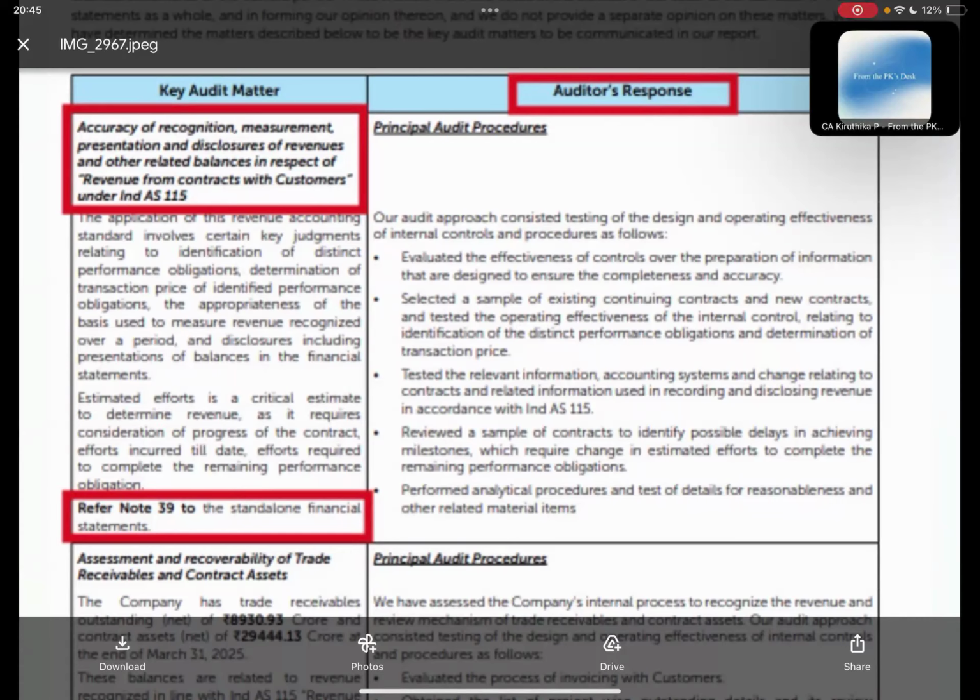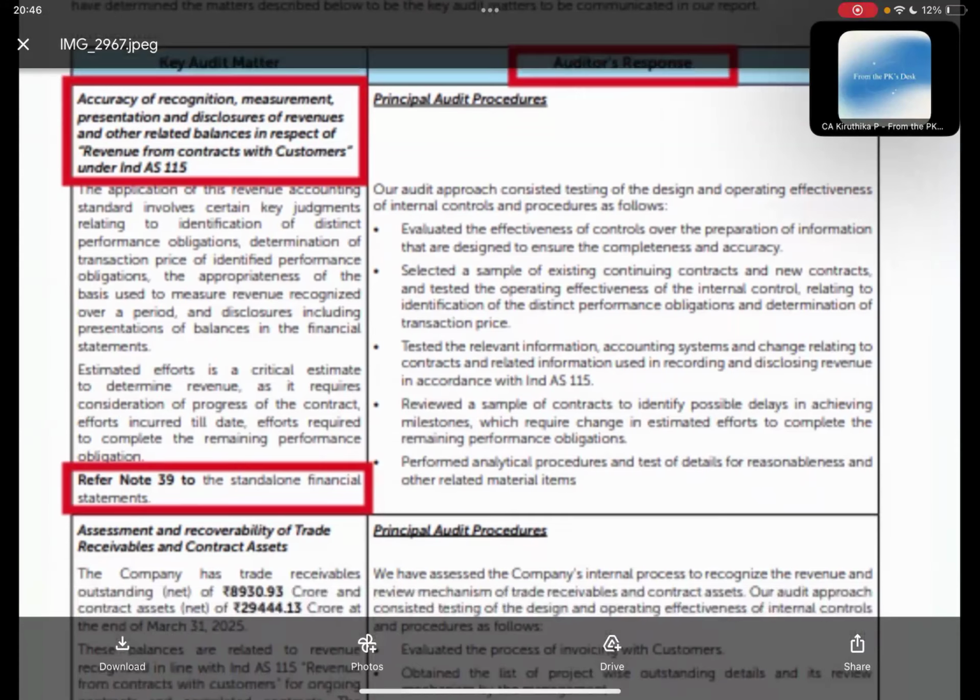Okay. And then as you can see here in the auditor's response, what are we stating? We are saying how, as auditors, we address this in the audit, right? And lastly, in case there are any disclosures, then we have to provide the reference to the related disclosure. See here, refer note 39 to the standalone FS.